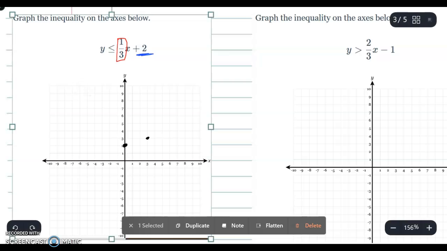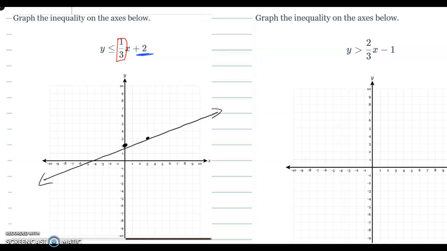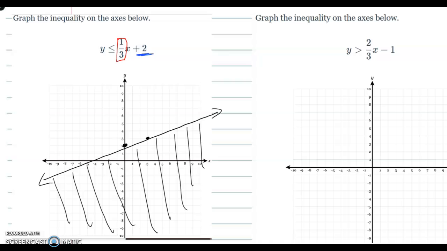I'm going to draw a line connecting my 2 points, putting an arrow to show the line continues. It's a solid line, and I'm going to shade below, for less than. That's it. Now let's take a look at another example.